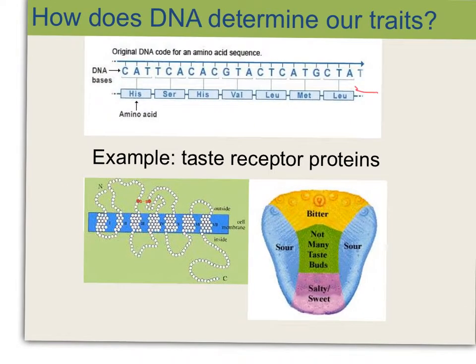So how does DNA actually affect the traits? Well, in terms of taste, we've got these taste receptors. There's bitter, there's sour, there's salty and sweet. In the middle, there's not many taste buds. And there's also another one called savory, which is kind of a meaty flavor, as it turns out. So all humans have these, but taste receptor peptides vary with populations and with individual people.